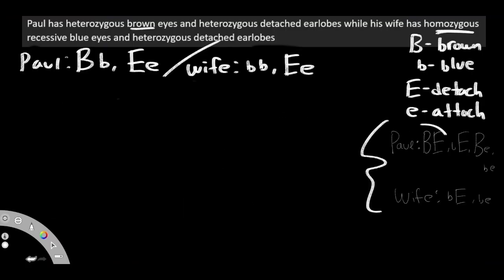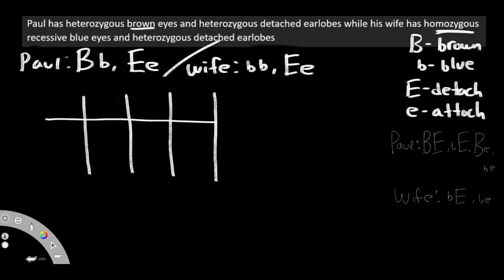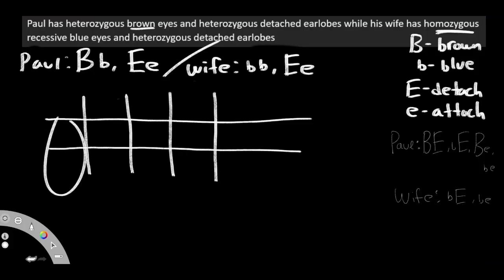All right, so I've written it here on the side. Let's do our final cross, okay? And I need to make it like this. They're very long because I'm going to put Paul's here on the top and then the wife's here on the side. The wife's doesn't need that much space, just this space for the two pairs of alleles.